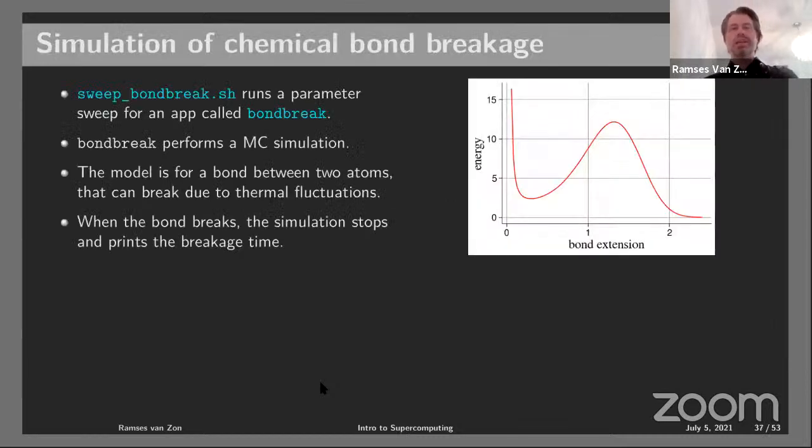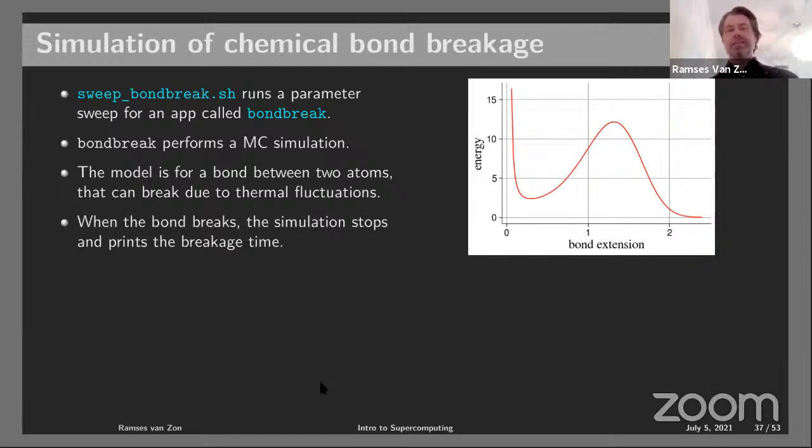This is actually a simulation of a chemical bond breaking. Imagine there's a molecule. It has two atoms, A and B, and they are bound together. But by thermal fluctuations, that bond can break, so the atoms fall apart. Maybe it's two oxygen atoms, so we see how O2 dissociates.